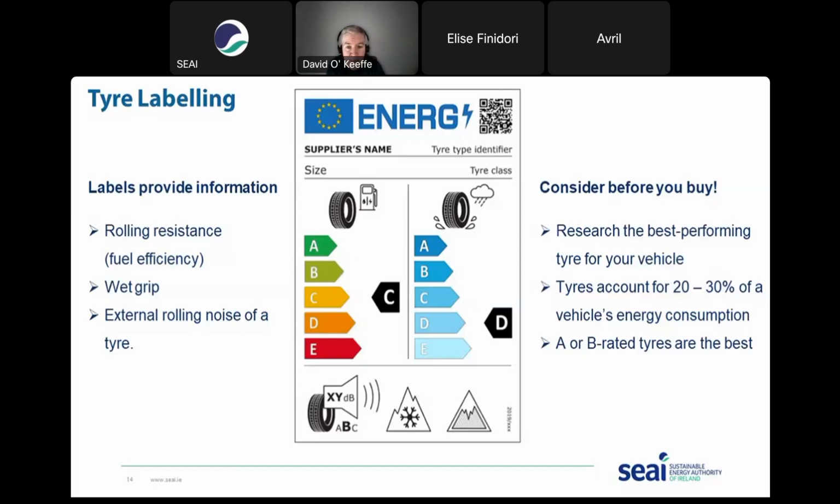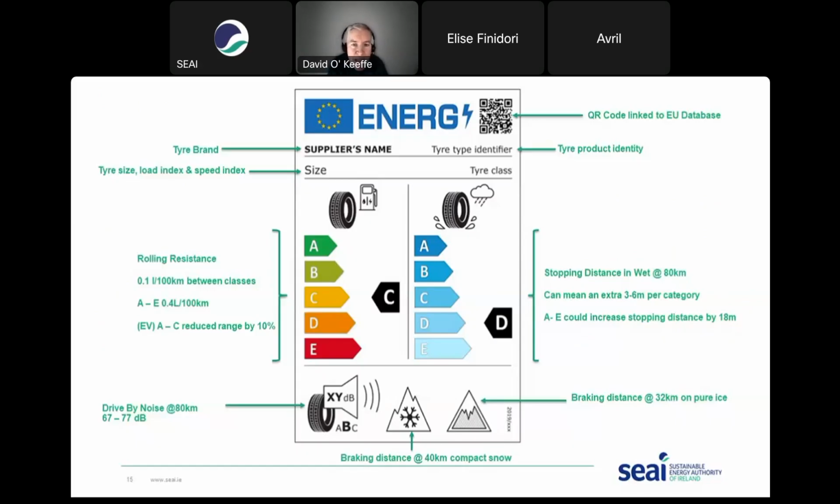So what we tend to promote is that people would purchase, or look to get, close to an A or a B rated tire in each of the categories: fuel efficiency, wet grip, brake, and the noise, external road noise. So looking at the tire label in a bit more detail, there's quite a lot of information contained there. At the top, there's some information about the tire manufacturer and the tire size, etc. There's also a QR code which you can scan, which will bring you to a European database, which will give you more information on the tire.